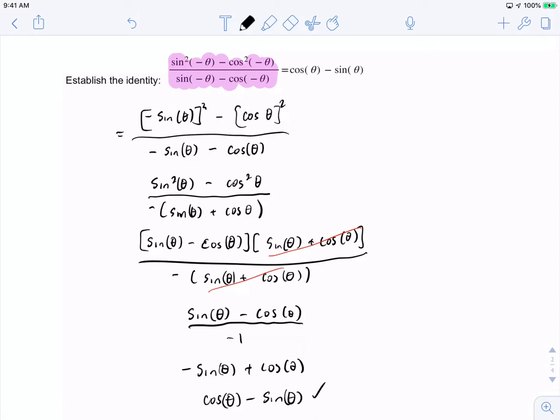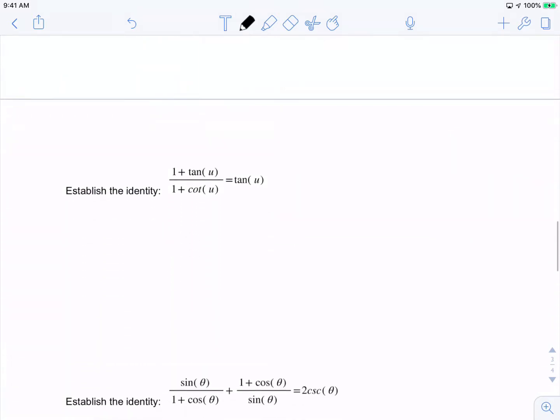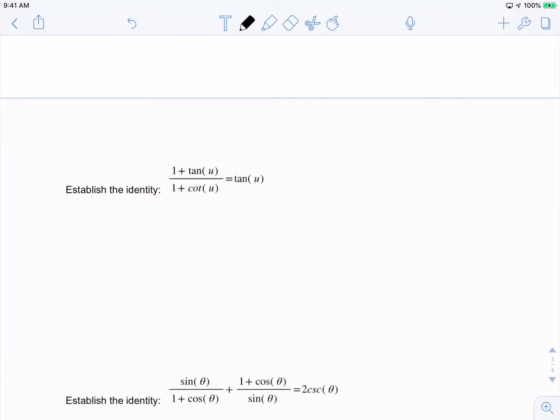All right. Our next example is to show this. And so I'm going to use, again, the left side to work this out. I'm going to rewrite it as 1 plus tangent of u over 1 plus 1 over tangent of u.